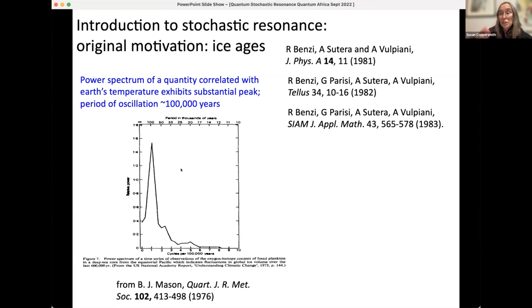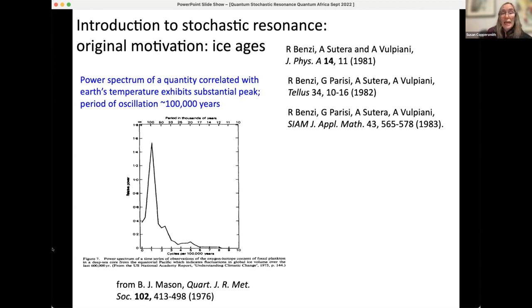Okay, so they took the time series and they Fourier transformed it, and they plotted the power, and you can see there's actually quite a strong peak in this time series of the Earth's temperature. And this is basically the origin for thinking there is essentially an approximate periodicity in the Earth's ice ages.